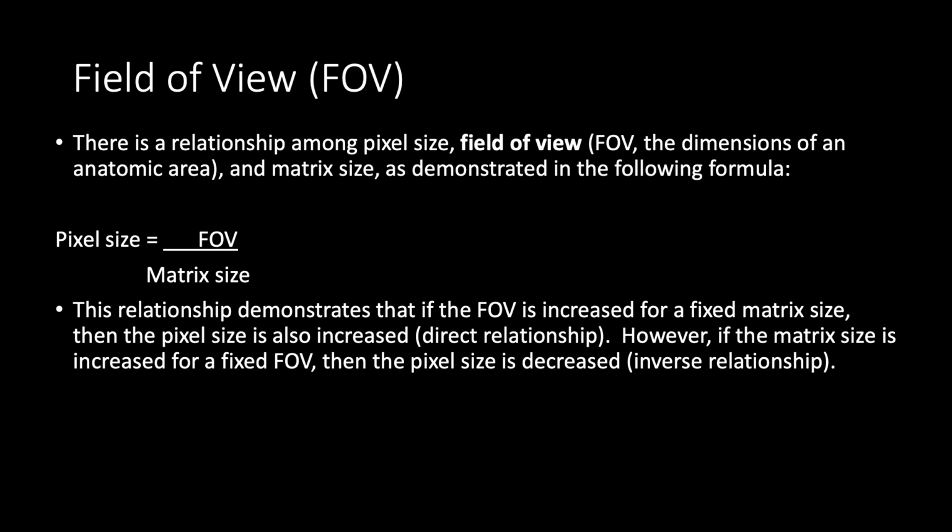There is a relationship among pixel size, field of view, which is the FOV, and matrix size. The field of view is the dimensions of an anatomic area, and it's all demonstrated in this formula. If we're looking for pixel size, it will be field of view divided by the matrix size. This relationship demonstrates that if the field of view is increased for a fixed matrix size, then the pixel size is also increased, which is a direct relationship. So that's directly proportional.